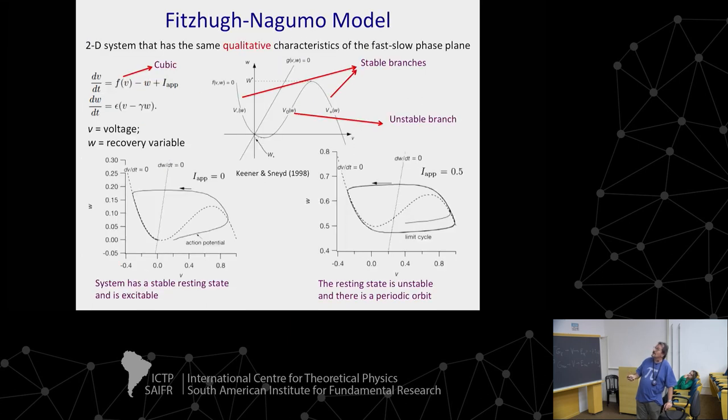So FitzHugh, observing that, proposed an abstract model which also has two variables, a V variable, which would be similar to the voltage, and a W variable, which would be similar to the N variable. And the nullcline of V is cubic, and the nullcline of W is just linear, which can be adjusted to any position you want. And by studying it using dynamical systems, they could completely understand the dynamics of the model.